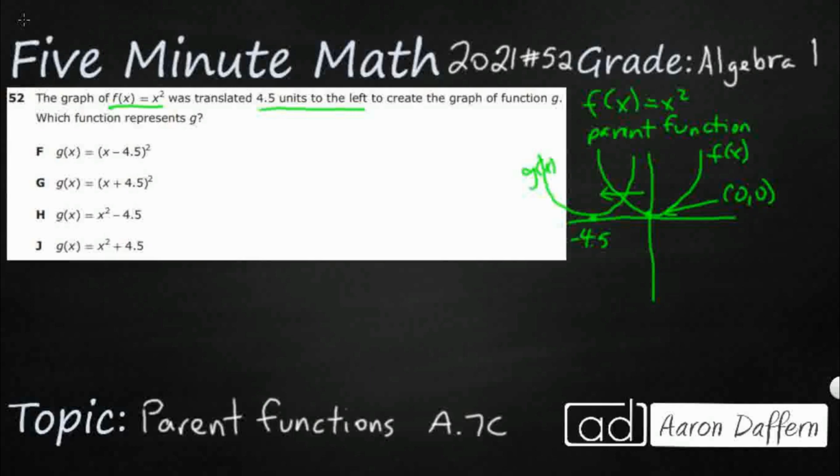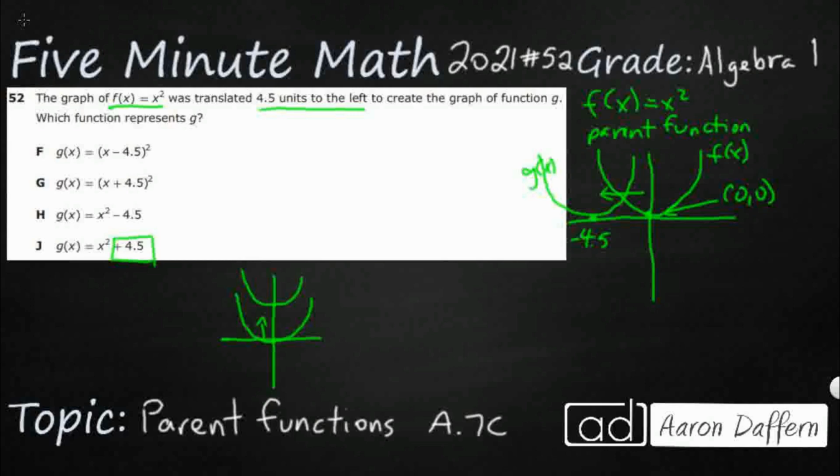All right, so how do we do that? Well, you see, there's 4 different options here. We can either subtract 4.5 or add 4.5, and some of them are inside the parentheses and some of them are outside the parentheses. So let's see what the difference is here. When we want to shift up and down, so let's say we want to shift it up 4.5 to this right here, that's what we're going to do, this j right here.